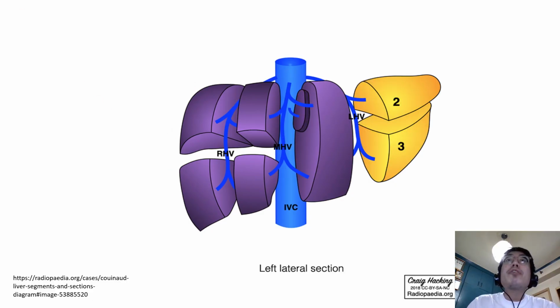The remainder of the segments, 2 to 8, are numbered in a clockwise fashion, starting superiorly in the left hepatic lobe. Segments 2 and 3 are to the left of the left hepatic vein and the falciform ligament, with 2 lying superior and 3 lying inferior to the horizontal portal plane.